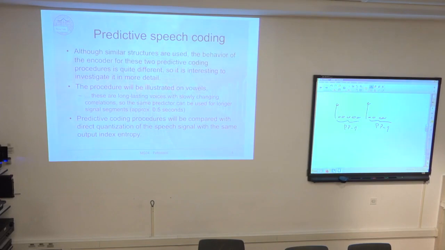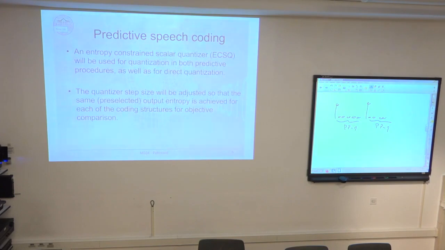And we will be illustrating this on vowels, since these are long-lasting voices with slowly changing correlation, and the predictor can be used for longer signal segments, for example, half a second. So these are slowly evolving sounds. The consonants and plosives, for example, are much faster evolving sounds. On the other hand, A, E, O are lasting a long period, and they are slowly evolving. For that reason, we can use the same set of prediction coefficients for a longer segment of speech.